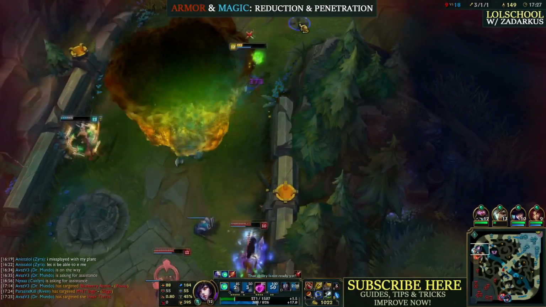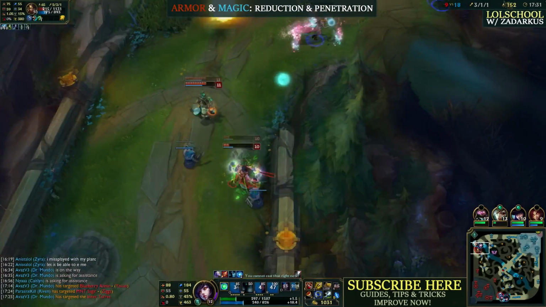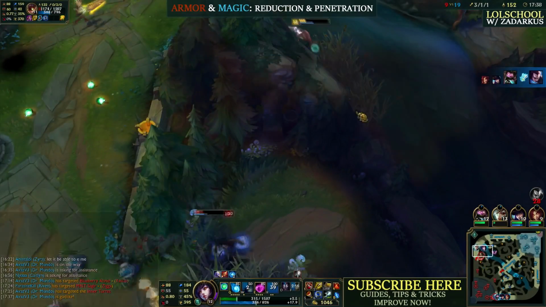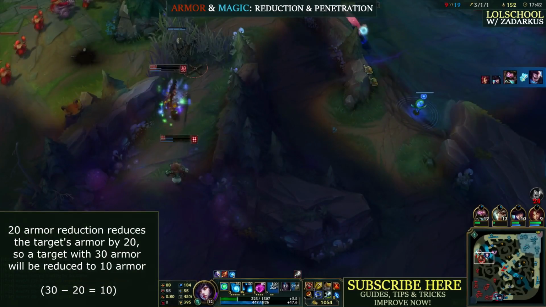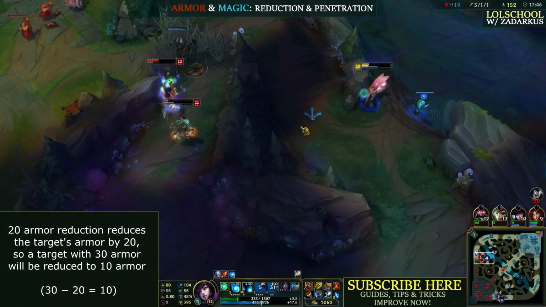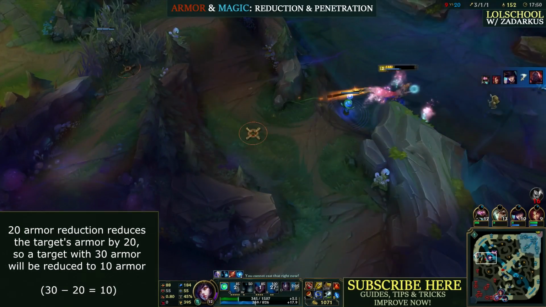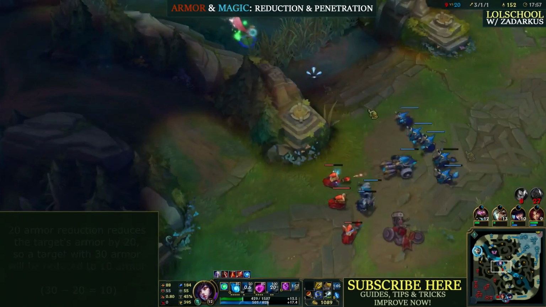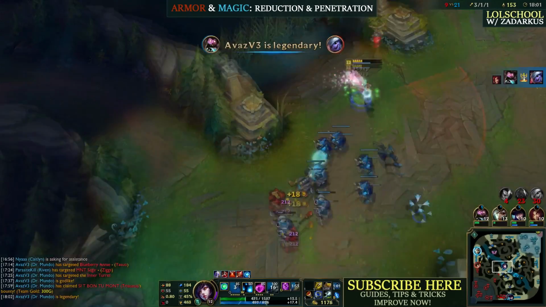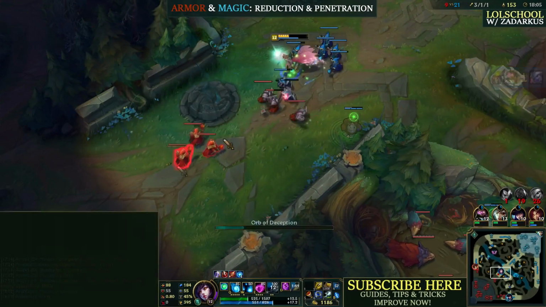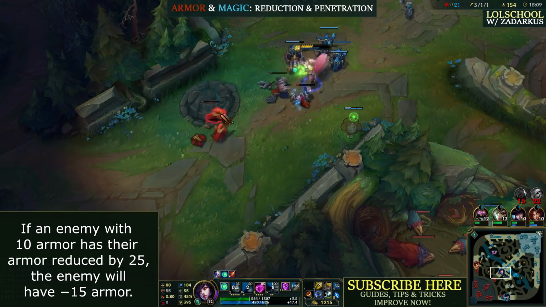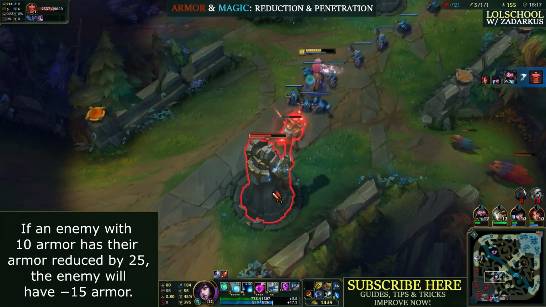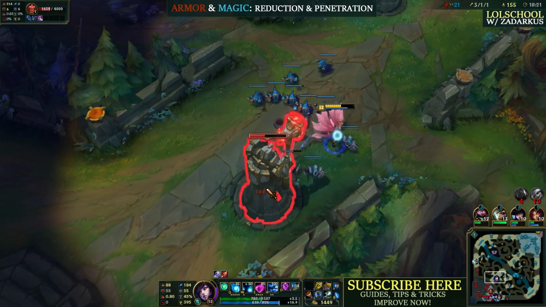Now, how does flat armor reduction work? The target's armor is reduced by an amount. Flat armor reduction does stack additively. For example, 20 armor reduction reduces the target's armor by 20, so a target with 30 armor will be reduced to 10 armor, because it's the 30 armor that the target has, minus the 20 armor reduction you got. Flat armor reduction can reduce a target's armor below 0. For example, if an enemy with 10 armor has their armor reduced by 25, the enemy will have negative 15 armor.